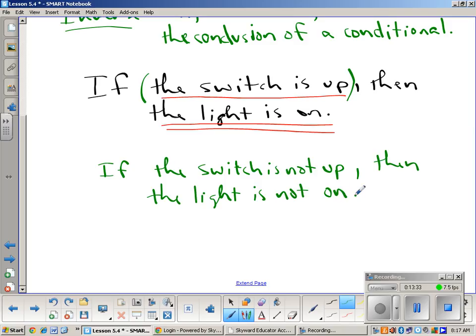That's the inverse. And kind of like with the converse, it doesn't matter if the original statement was true or false. It has no bearing on whether this statement is true or false. The original could be false and this could be true. The original could be true and this could be false. Or they could both be true or they could both be false. There's just nothing to tell. You have to judge it based on what it says all by itself.